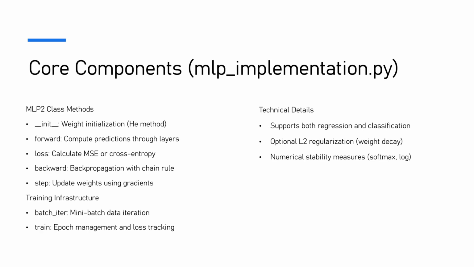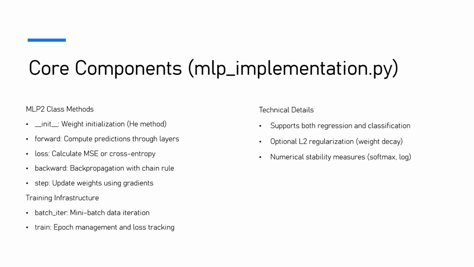The MLP2 class encapsulates all neural network operations. The forward method performs matrix multiplication and applies activation to generate predictions. The backward method implements backpropagation, computing gradients using the chain rule from calculus. The step method updates all parameters using these gradients and the learning rate.